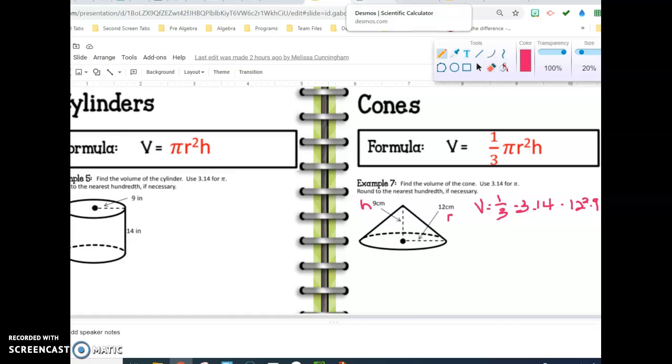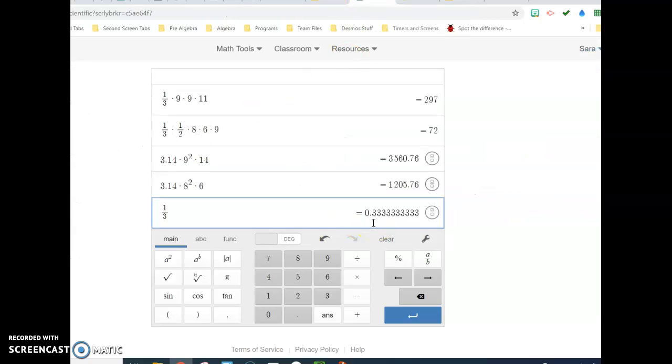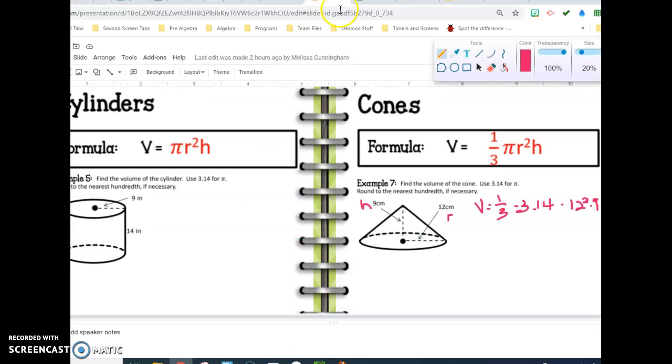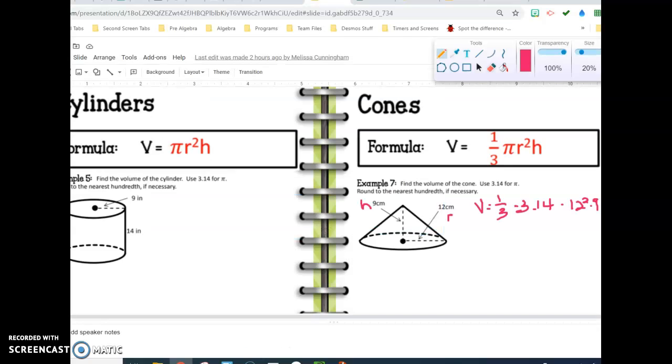And so what we're going to do is come back to our Desmos calculator, and we're going to get our 1/3 on there again, and multiply that times pi, times the radius 12 squared, times the height of 9. Okay, and if you want to come back and double check that you have the right numbers, 12 for the radius and height of 9. And then again, to the nearest hundredth, so 2 decimal places, my answer is 1,356.48.